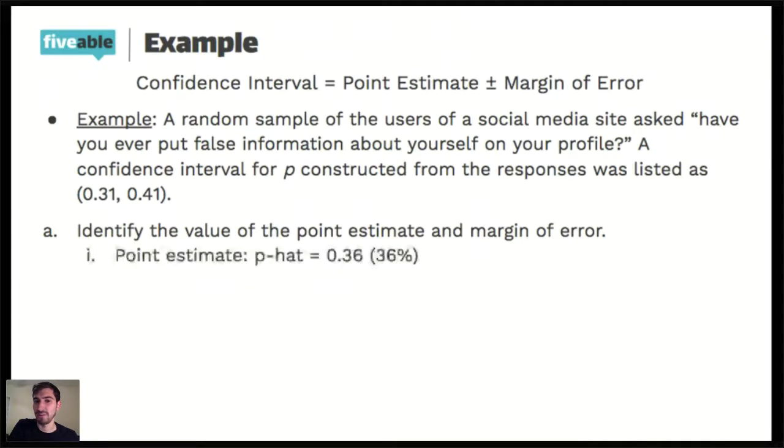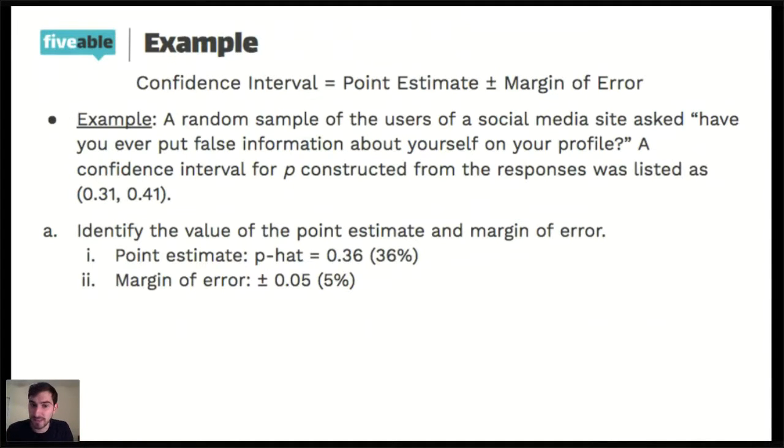So where does the 5 come into play? Yeah, so specifically it's 0.05. We added and subtracted 5% as the margin of error. So what that means is in whatever survey we took, with however many people there were, 36% of the people in the survey said, yeah, I've put false information on my profile. That doesn't necessarily mean that 36% of all users have actually done that, just that 36% of users in the sample we took have done that.